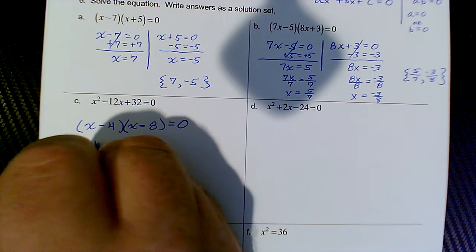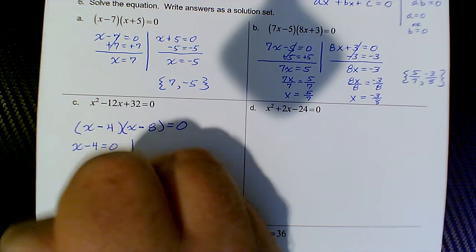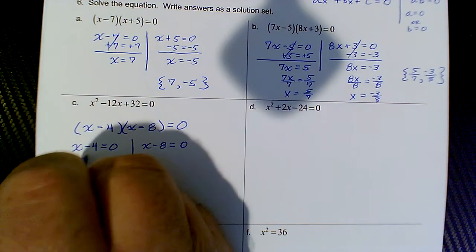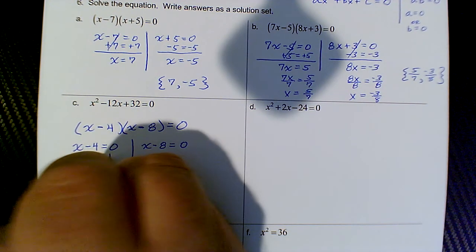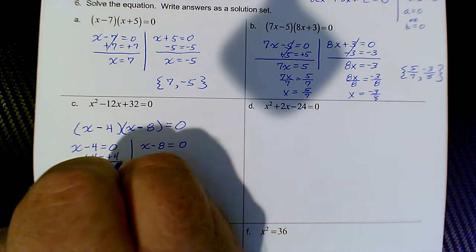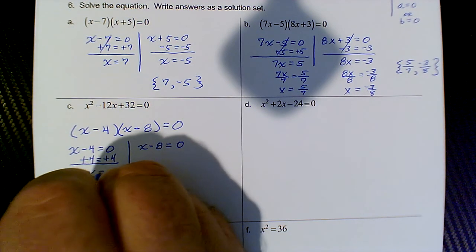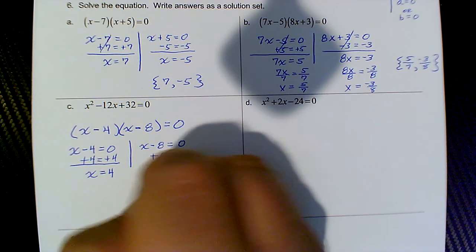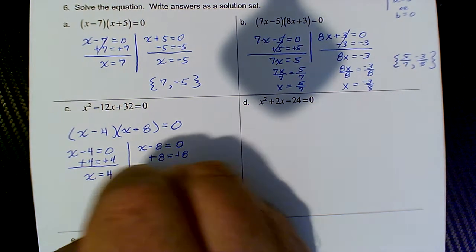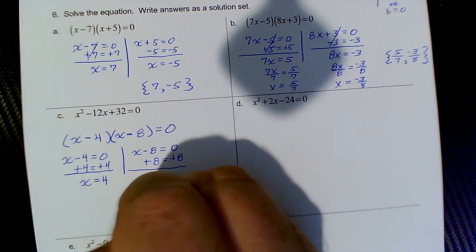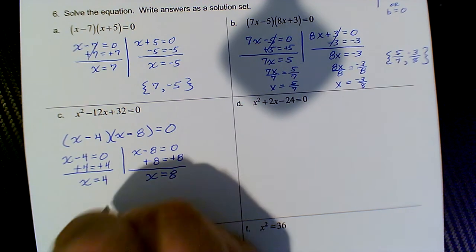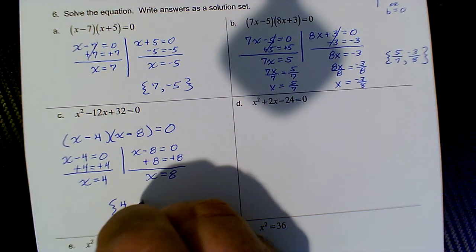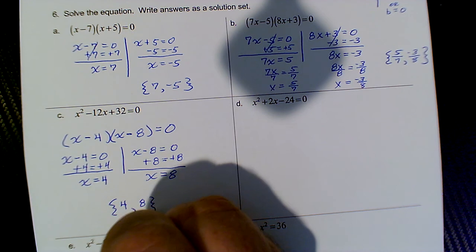So then if we set each one equal to 0, again you could do this mentally, but if you want to show it literally, add 4 to both sides. We get x is 4 here, add 8 to both sides, and we get that x is 8. So again, as a solution set, 4 and 8.